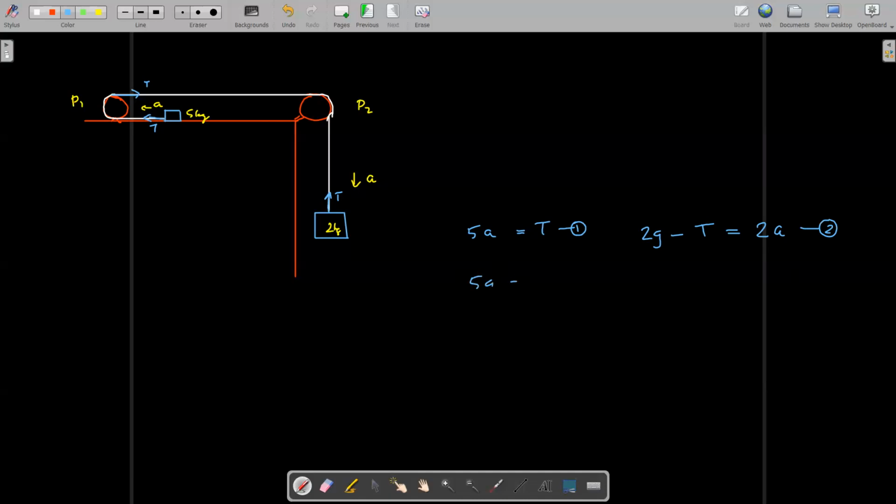So 5a equals t, and from the second equation t is equal to 2g minus 2a, right? It's 2g minus 2a. So we can actually equate these two, which will give us the acceleration to be, acceleration will be equal to 2 by 7g, that much meter per second square, right? So that will be the acceleration with which this body is moving downwards, or this body is moving towards the left direction.